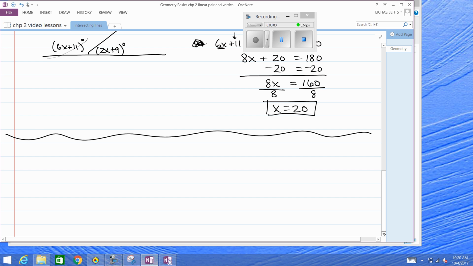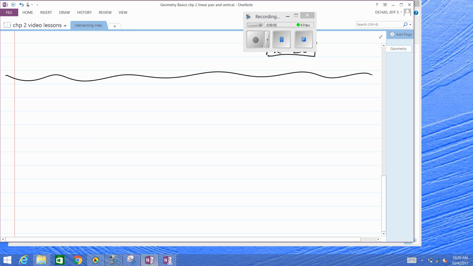Okay, so the next part of this lesson that I want to go over is what are we going to do when there's intersecting lines? Okay, so let's start putting some letters on here. A, B, C, D, E. Okay, what we have is just kind of another aspect of this.